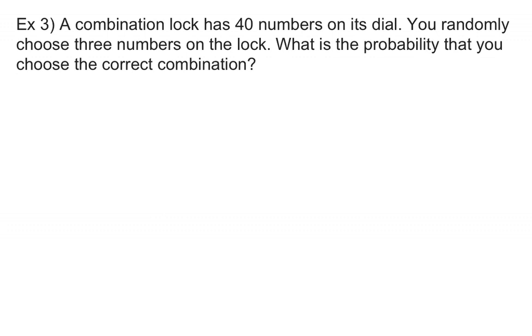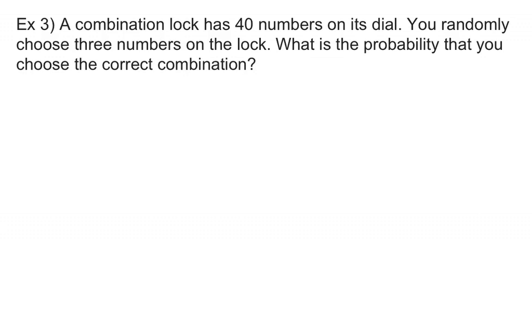All right, final example here. It says example 3. It says a combination lock has 40 numbers on its dial. You randomly choose 3 numbers on the lock. What is the probability that you choose the correct combination? So this would be like if you walk up to one of your lockers, a friend's locker, you don't know the combination, but you want to try to guess and get in that locker. Well, what's the probability that you're going to guess correctly on the first try? If you want to go ahead and try this on your own, go ahead and pause the video, see if you can come up with a number, and then you can come back and see the answer.